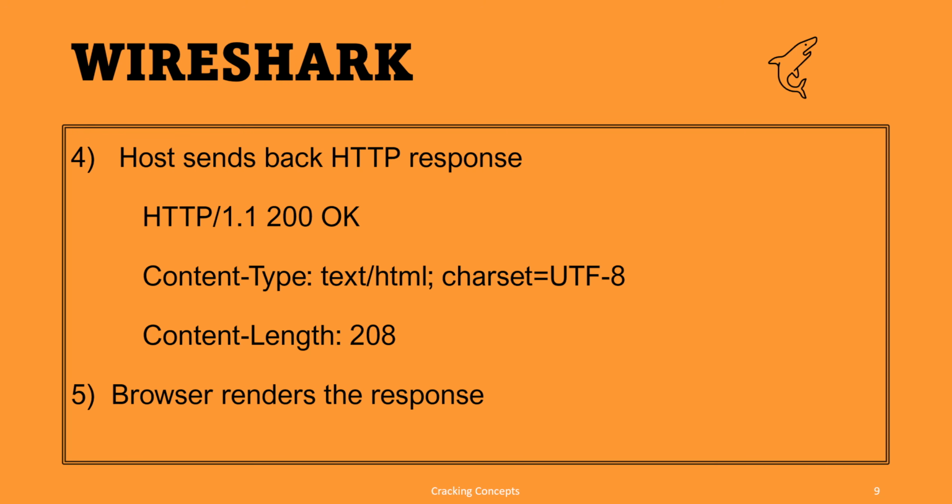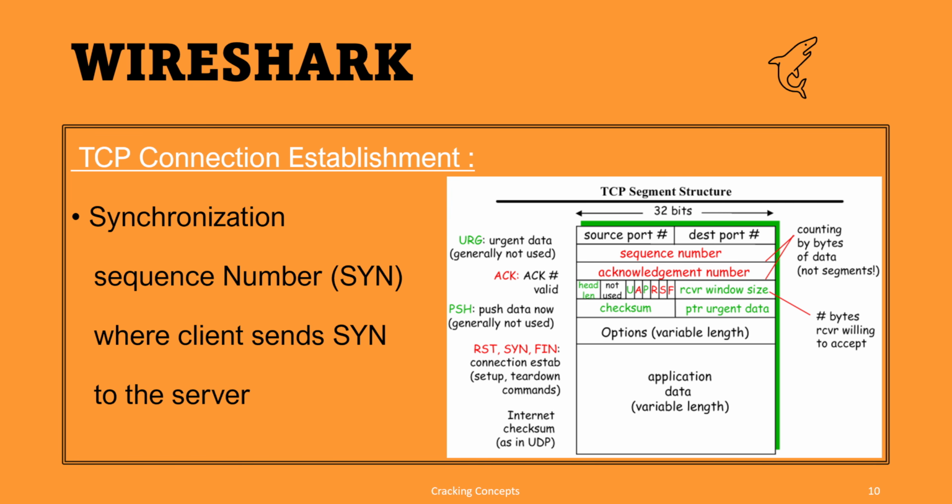And the fifth step is the browser rendering the response. The browser now has all the information it needs to render the document that was requested. Now we'll look into the TCP connection process involved here. This is a TCP segment structure. Now the flags we are interested in here are FIN, SYN, and acknowledge.